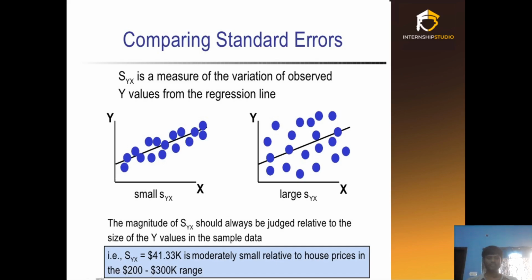The magnitude of SYX should always be judged relative to the size of the y values in the sample data. That is, SYX is moderately small relative to house prices in the range. So with respect to SYX also, we are going to judge it with respect to the y values in the sample data.